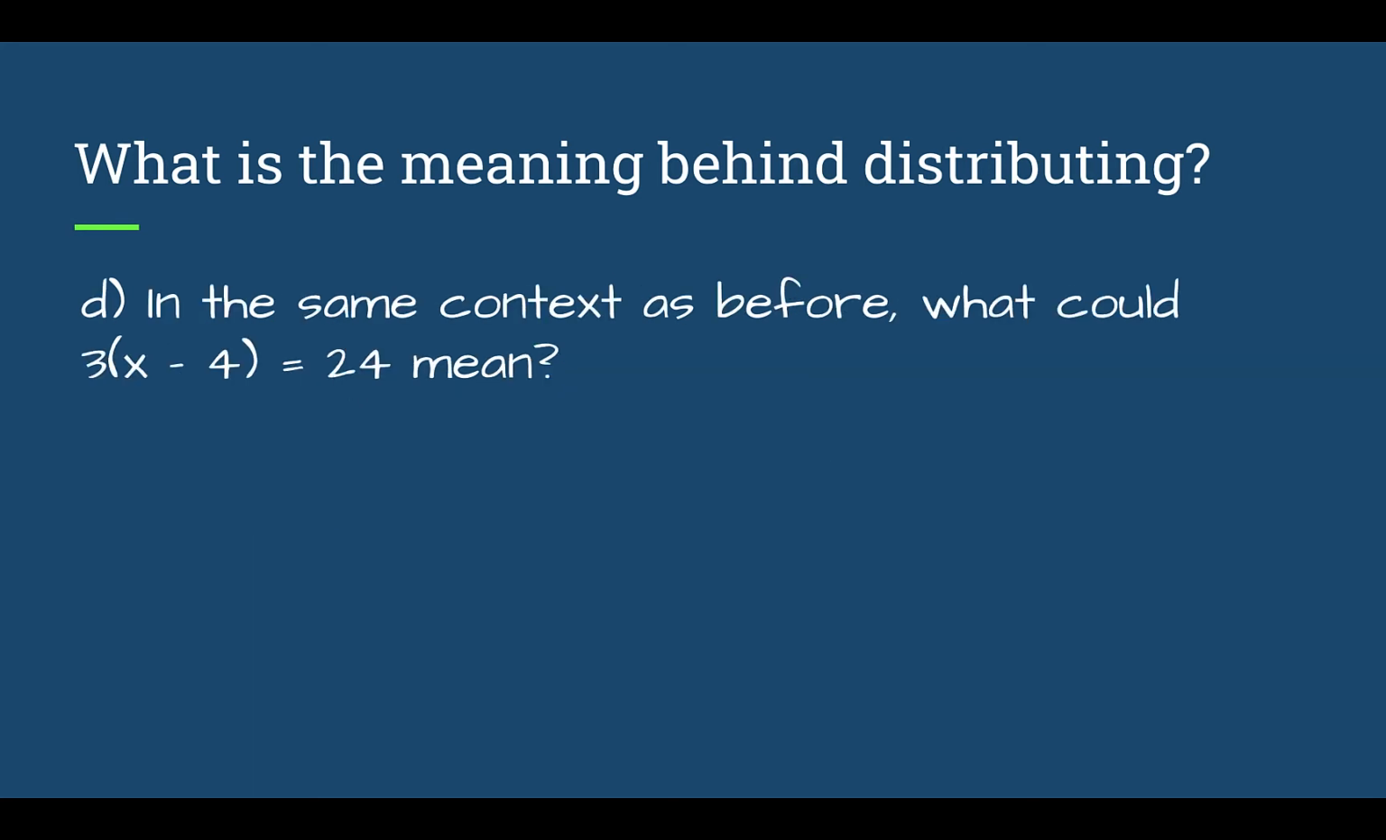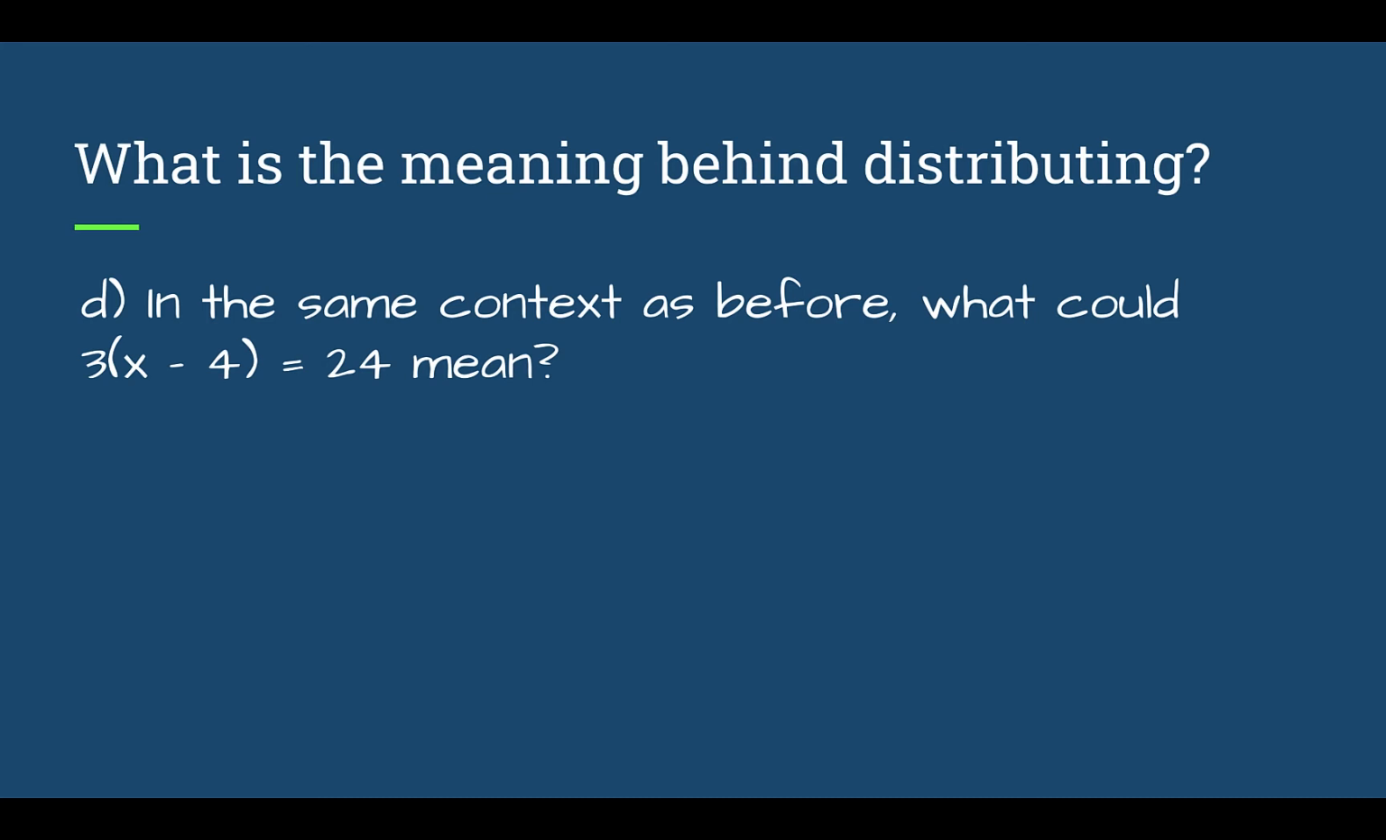Last part to this. In the same context as before, what could 3 times x minus 4 equals 24 mean? If you came up with a real situation on your own, use that one, or I came up with a restaurant example. Maybe go with that one if you need to. Pause the video and write down what you think.